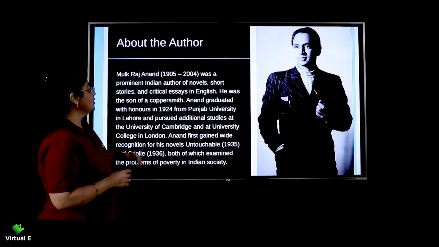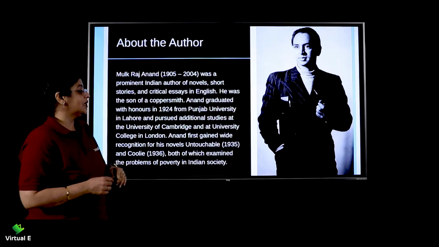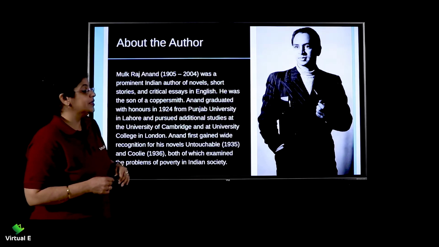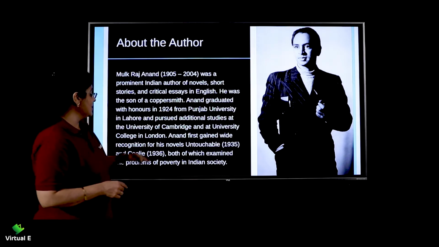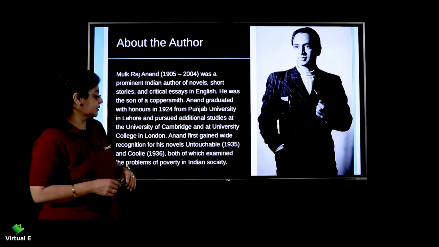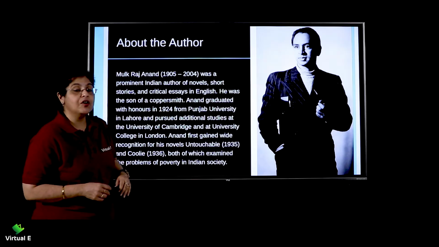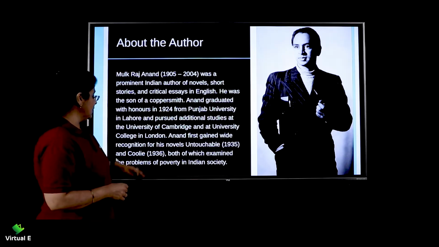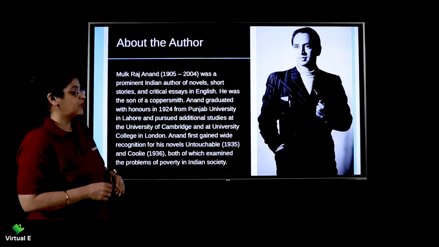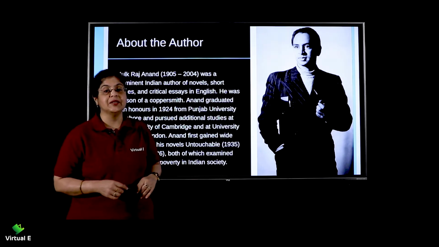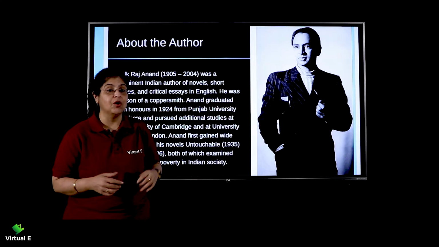Anand graduated with honours in 1924 from Punjab University in Lahore and pursued additional studies at the University of Cambridge and at University College in London. Anand first gained wide recognition for his novels Untouchable and Coolie, both of which examine the problems of poverty in Indian society. So here we know actually the background of the author.